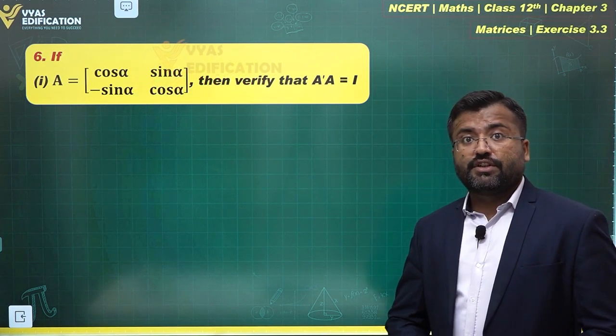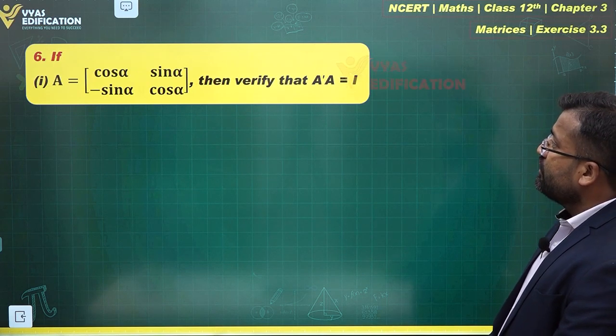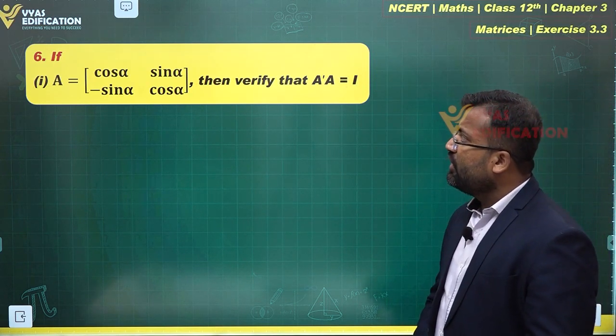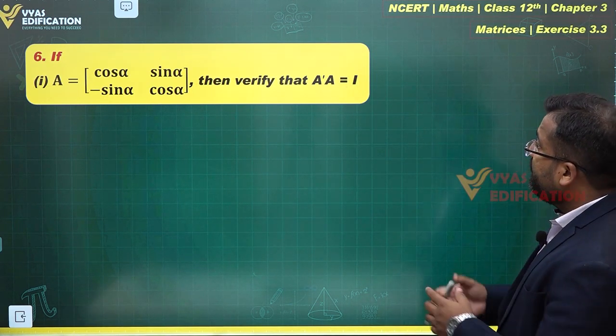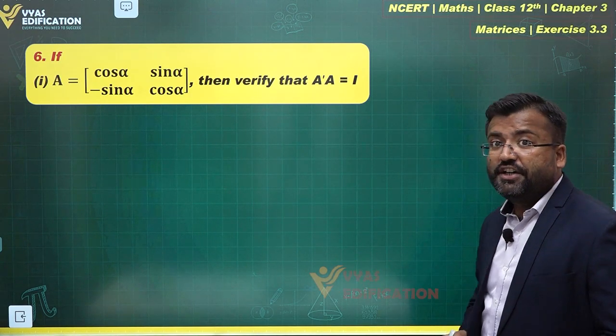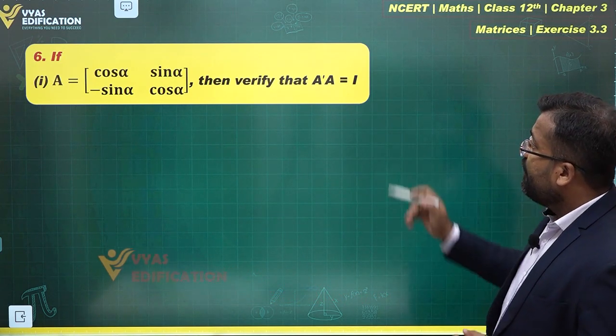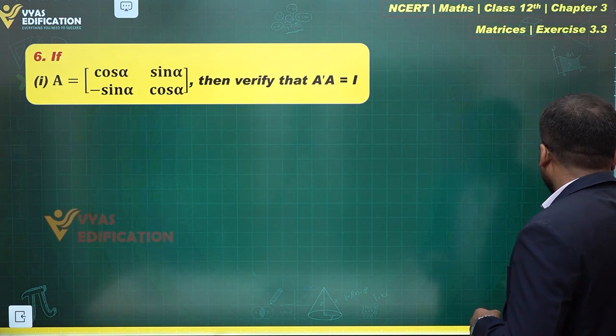Let us discuss this question. If A equals cos alpha sin alpha minus sin alpha cos alpha, then verify that A transpose times A is equal to identity matrix I. For this matrix A, we are supposed to verify that this holds. How do we verify that?